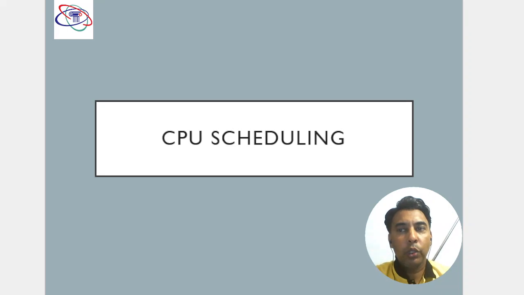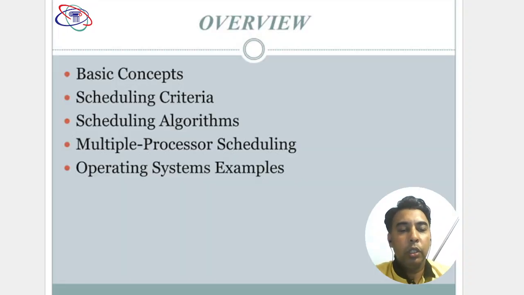Today we will discuss the CPU scheduling algorithm. CPU scheduling is quite an important concept in the operating system. So today during this session we will discuss the basic concepts related to CPU scheduling, then the scheduling criteria, some scheduling algorithms, multiple processes scheduling, and operating system examples related to CPU scheduling.